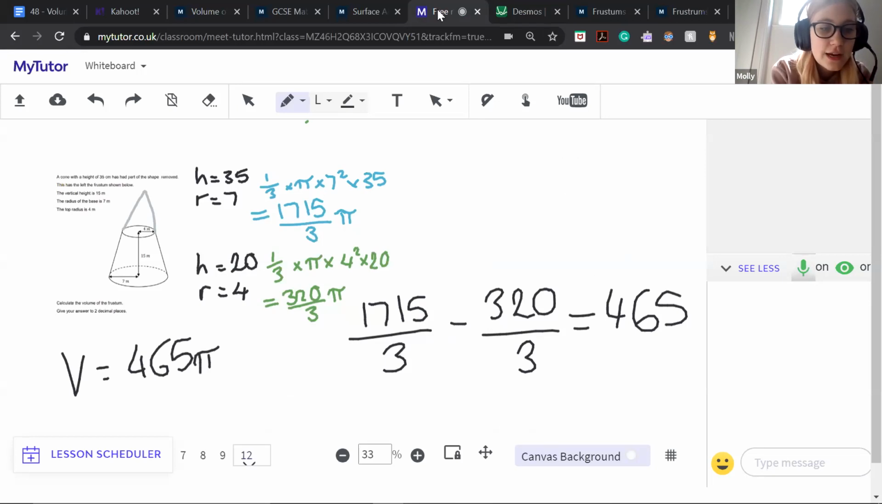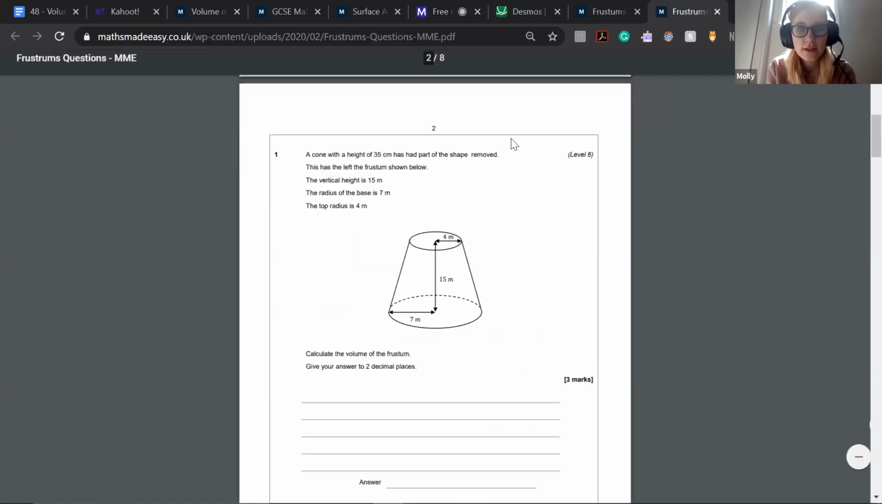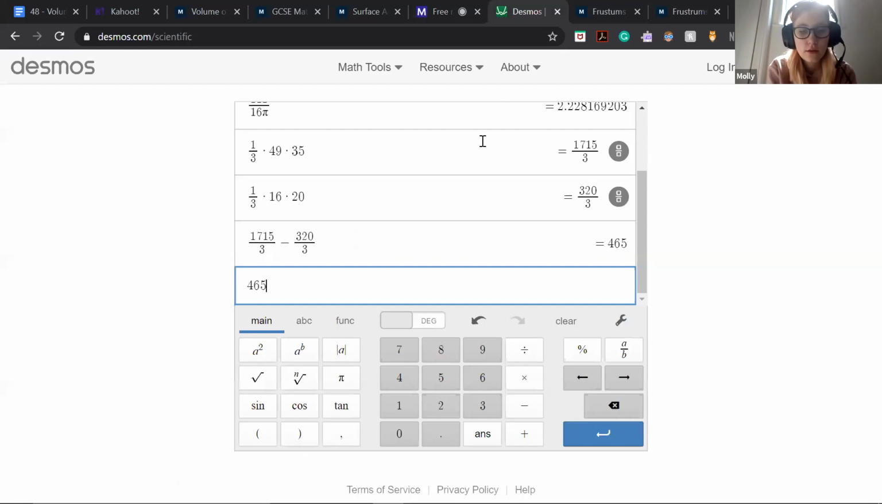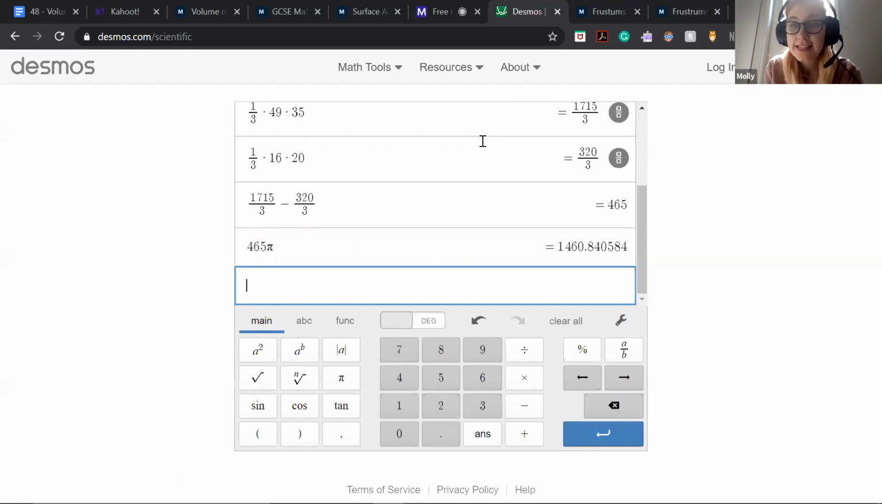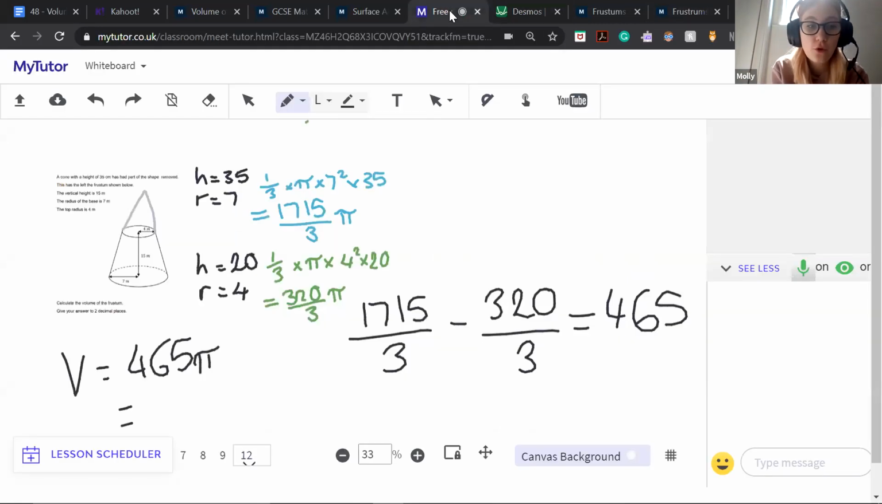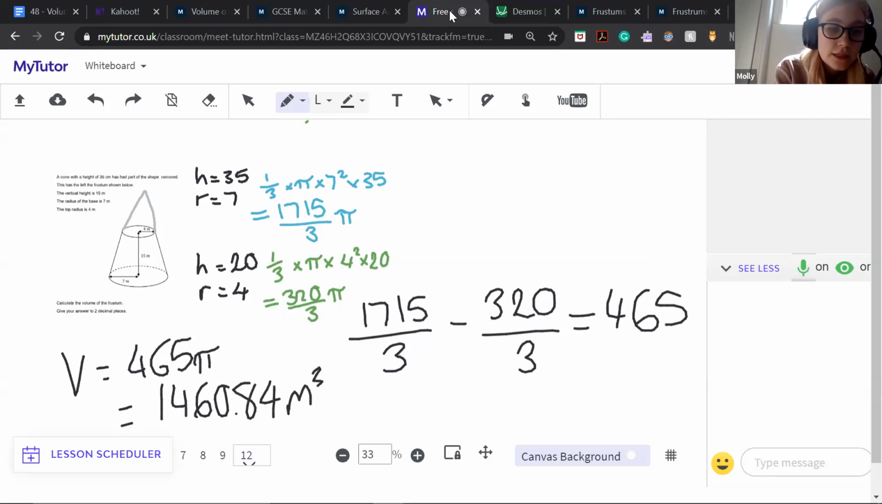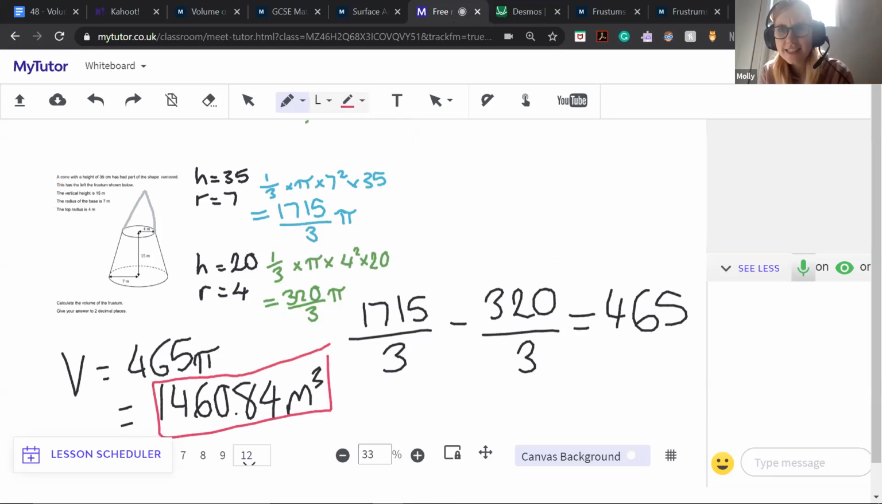And now you see we can really easily put that into the calculator. It said 2 decimal places, so it'll be 1460.84. Remember our units, it's a volume, so it's going to be centimeters cubed. And there's our final answer. So that's an example of quite a tricky one to go through.